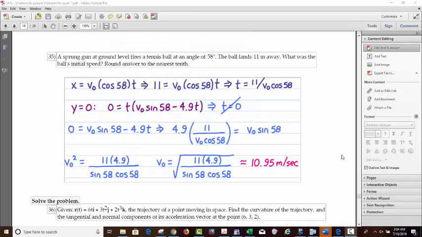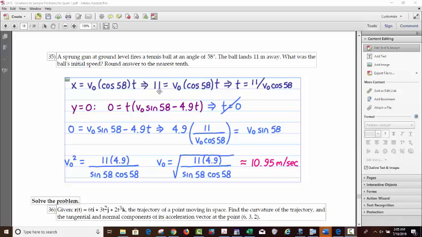Number 35. We're firing a tennis ball at an angle of 58 degrees. The ball lands 11 meters away. What was the ball's initial speed? All right, we know it's traveling a horizontal distance of 11 meters, so that's going to be our x. So we can plug that in for x, and we have 11 equals v0, which we don't know, that's what we're solving for, and we also don't know the time yet, cosine of 58 degrees times t.